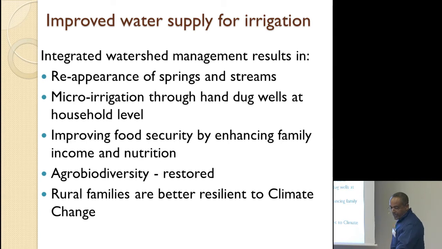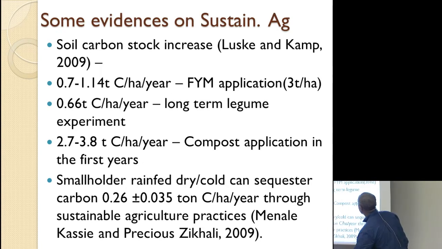Then micro-irrigation is also being developed, improving food security by enhancing family income and nutrition. Agrobiodiversity is also restored. Rural families are becoming more resilient to climate change because of the implementations they already have. Then you can see there is some evidence.